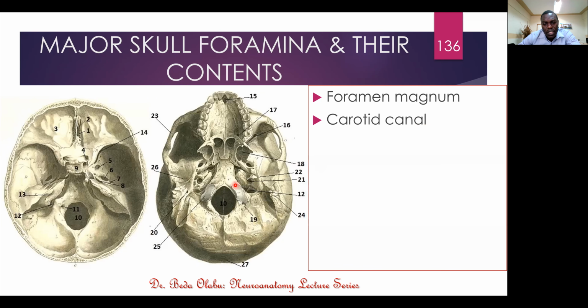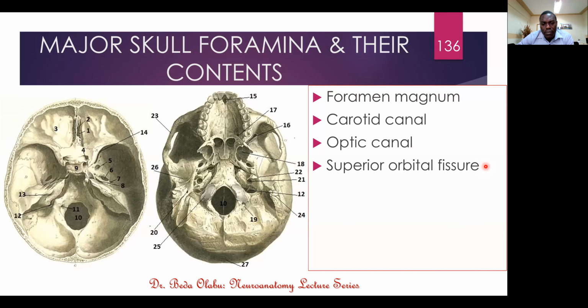Carotid canal is the one labeled 21. Carotid canal traverses the internal carotid artery together with sympathetic plexus of nerves. Internal carotid artery and sympathetic nerve plexus. Optic canal is the one labeled 4. This is where the optic nerve will go through, together with the ophthalmic artery. Those ones are going to the eye.